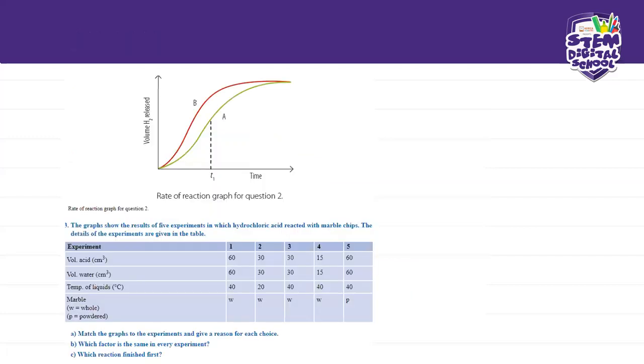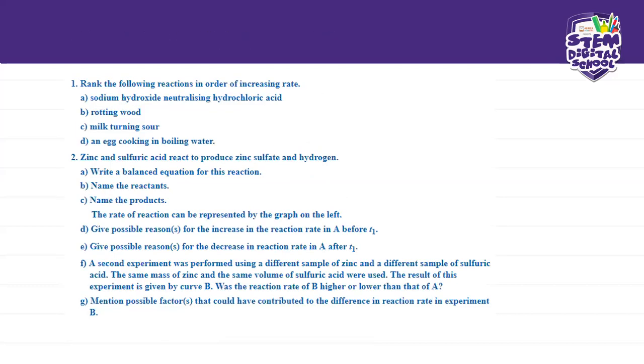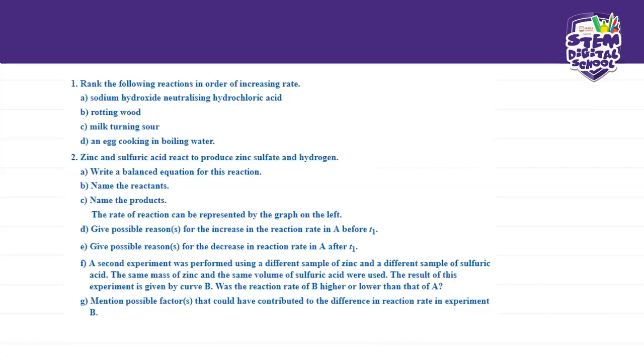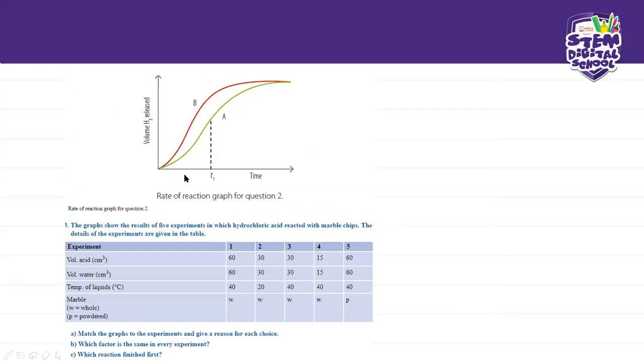Okay. So moving on to number D. The rate of reaction can be represented by the graph on the left. Number D says, give possible reasons for the increase in reaction rate in A before T1. So here is our graph right here. Volume of H2 gas released and the rate at which it is released. So here's our T1. And here is our graph A, the green one over here. They want to know, give a reason for the increase.